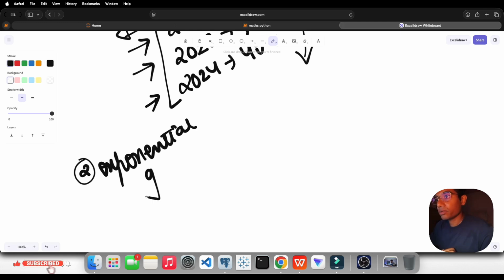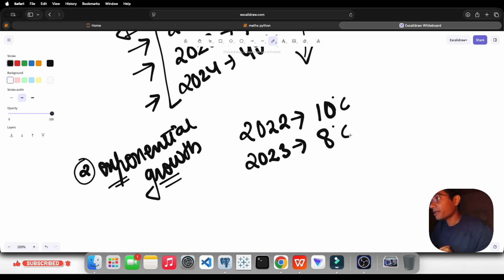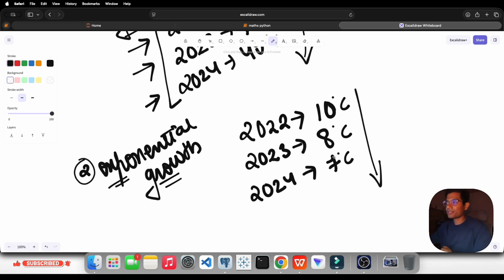Exponential growth. Let's take the same example. Suppose in 2022 the winters are like this. Winters, I am saying, 10 degrees Celsius. 2023 winters go to 8 degrees Celsius. 2024 winter goes to not 8, I would say 7 degrees Celsius. Why I have taken 10, 8 and 7 is for better understanding, I mean to say.